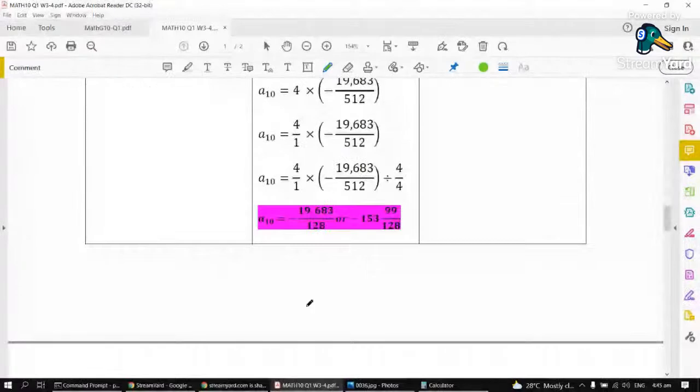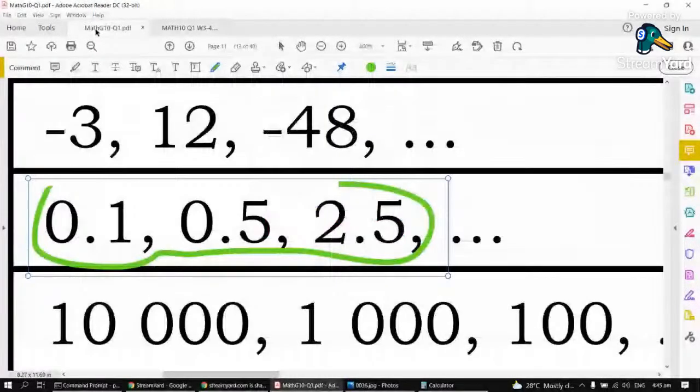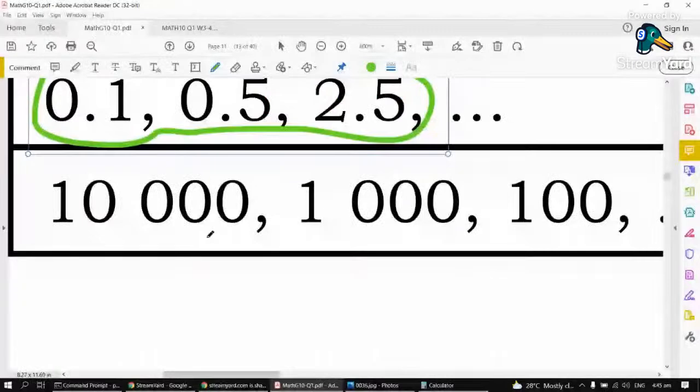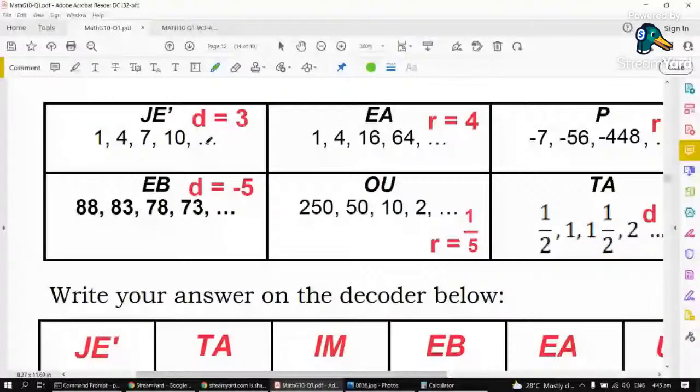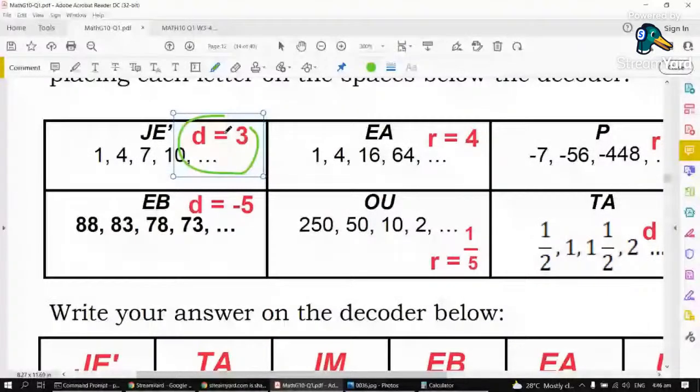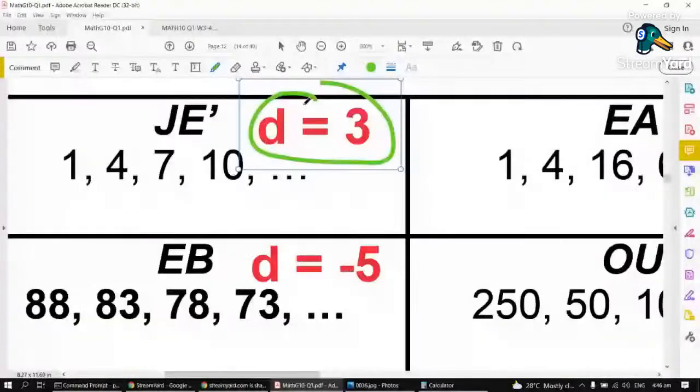Okay, so gawin na rin natin itong letter C. Okay, so ito ay ima-match natin. Pinapahanap sa atin ang common difference or common ratio. So dito, ang common difference is 3. Nakita naman natin, 4 minus 1 is 3. 7 minus 4 is 3. 10 minus 7 is 3.